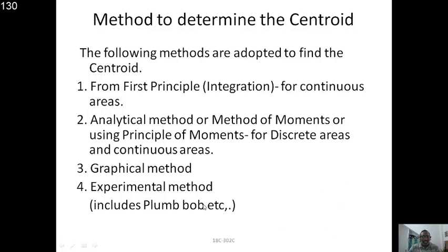So this is known as the experimental method, or you can also use a plumb bob. A plumb bob is generally used to find verticality. I can drop a plumb bob from some point on this, so it will take a line like this. So the centroid can be somewhere in between here. Then I will do the horizontal also. When the intersection point comes, it gives you your centroid point. So this is also an experimental method.